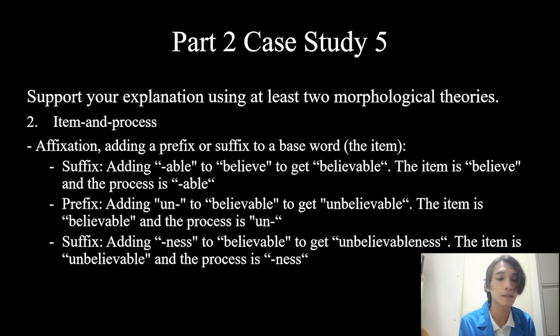Then the second theory, item and process, affixation, adding a prefix or suffix to a base word, the item. Suffix, adding able to belief to get believable. The item is belief and the process is able. Then the second is prefix, adding un to believable to get unbelievable. The item is believable and the process is un. And the last one is suffix, adding ness to unbelievable to get unbelievableness. The item is unbelievable and the process is ness.